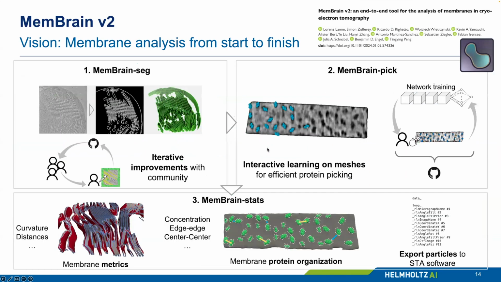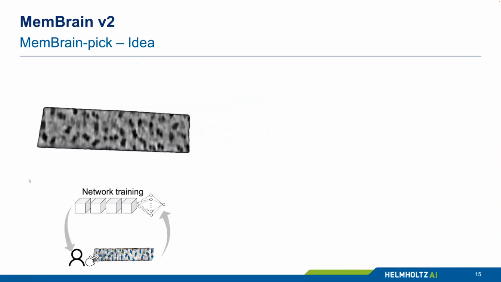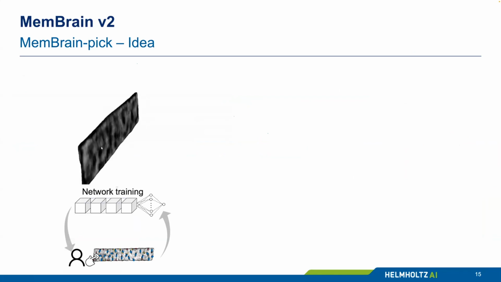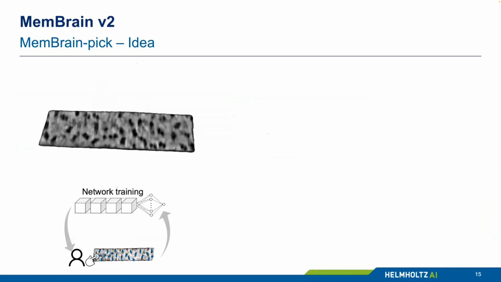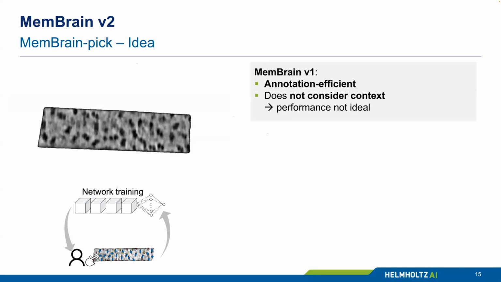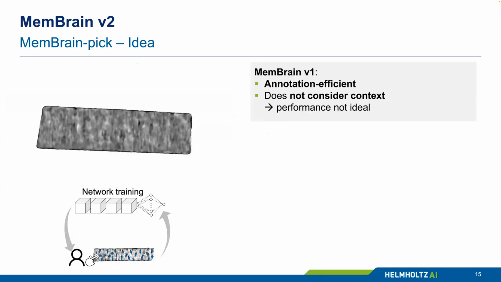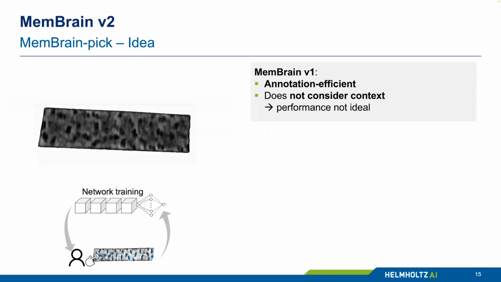Now that was membrane seg, and now we'll quickly show you what we're planning to have soon for membrane pick and membrane stats. So with membrane pick, the idea is that we want to be able to localize the membrane proteins. And you may have wondered why it's membrane V2, because there was also membrane V1, which was a pure membrane particle picker, but it did come with some limitations. So we didn't design it in a very easy to use way. I think that was a huge bottleneck, but it had some nice features.